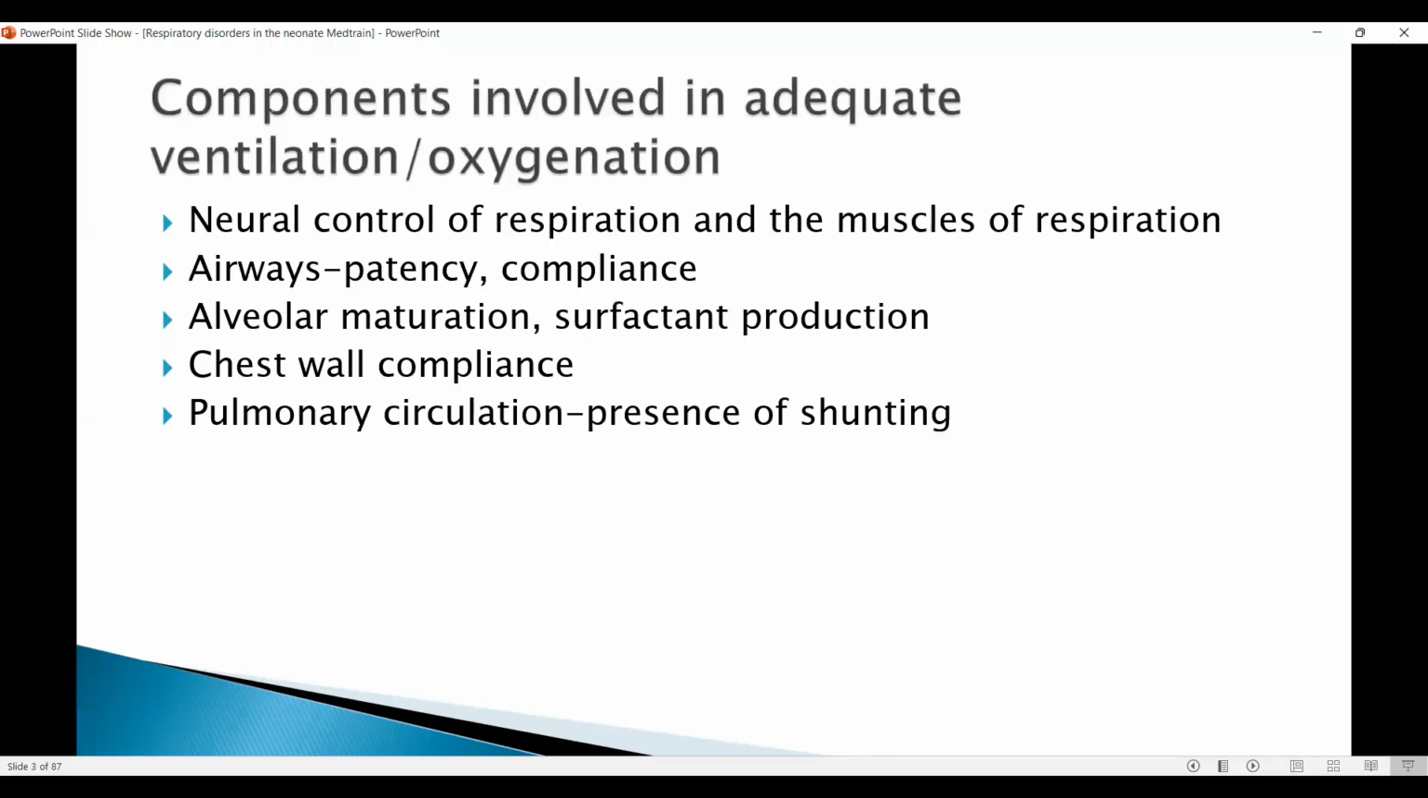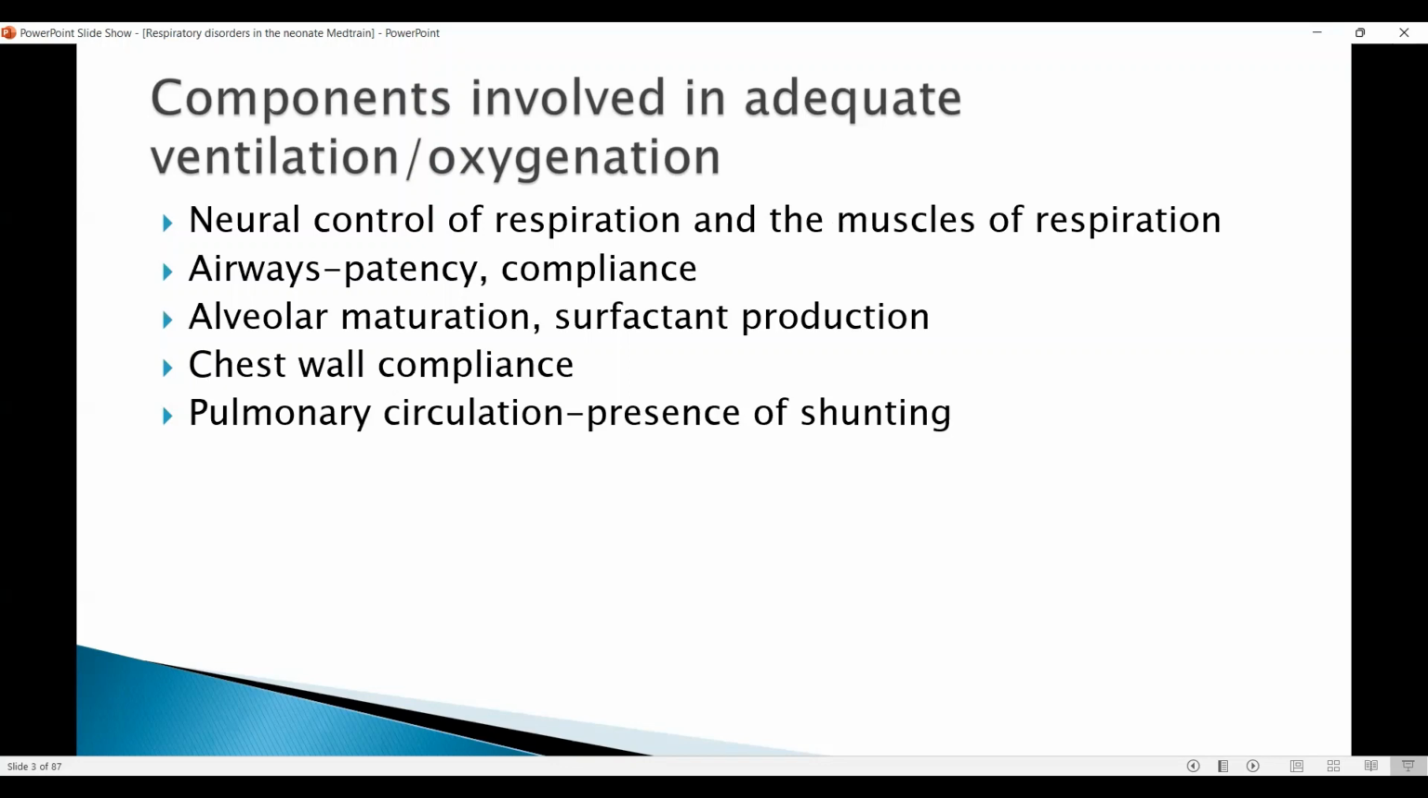So it's very important to understand what the components involved in adequate ventilation or oxygenation are. So it's obviously starting from the neural control of respiration. So we have the respiratory centers in the brain, and this plays a very important role when we discuss a condition like apnea of prematurity. But the background maintenance of the respiratory rhythm and the support to the breathing, the increased work of breathing that is needed with the respiratory condition is part of the central drive as well.